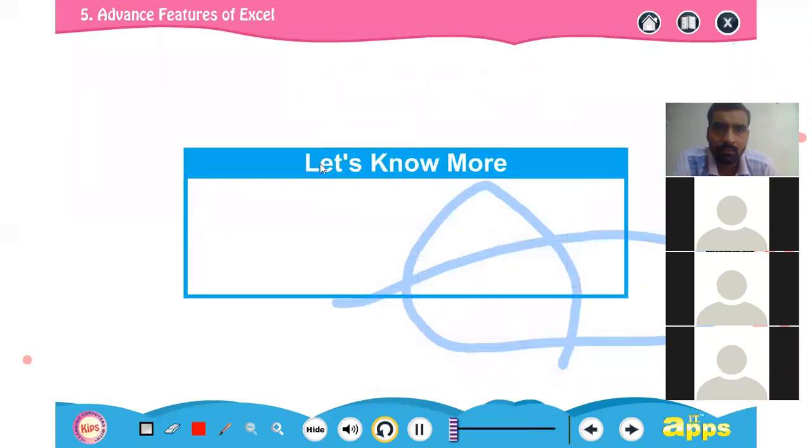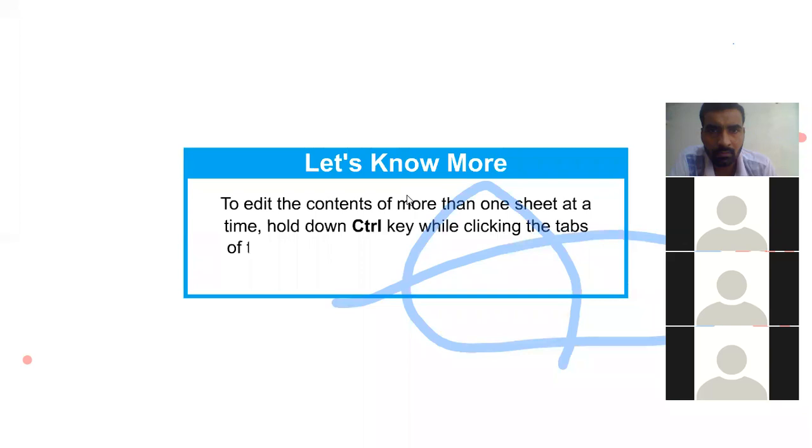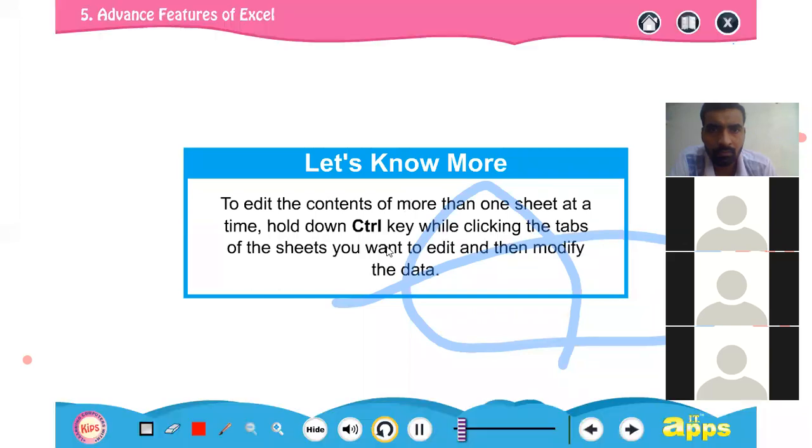Let me share one more important piece of information. To edit the contents of more than one sheet at a time, hold down the Ctrl key while clicking the tabs of the sheets you want to edit and then modify the data.